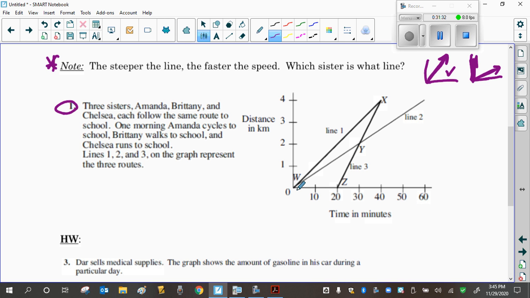Amanda, Brittany, and Chelsea. My baby sister is named Chelsea, God bless her. And my niece Victoria. They're having a great school day as well.